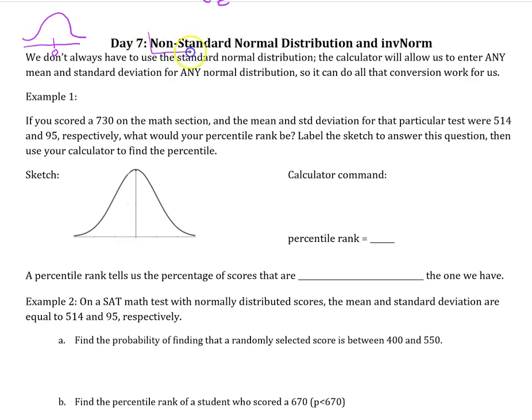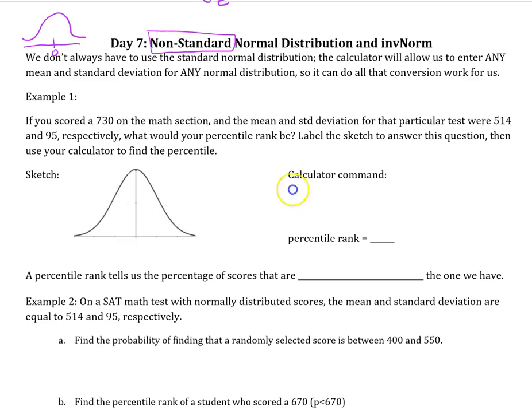So what non-standard normal means is that the data is still normal, so it looks approximately symmetric, however it's not centered around 0 anymore and the standard deviation is no longer 1, which is more typical of what data is. So, first example, let's say you scored a 730 on the math section and the mean and standard deviation for that particular test is 514 and 95 respectively. What would your percentile rank be? Label and sketch this question and use your calculator to find the percentile.